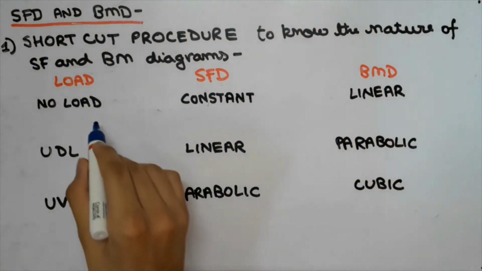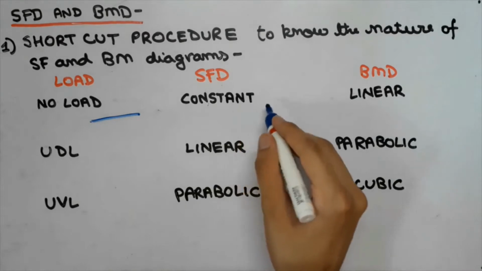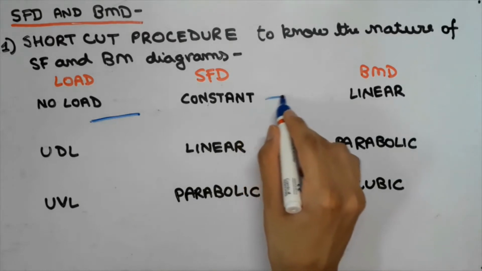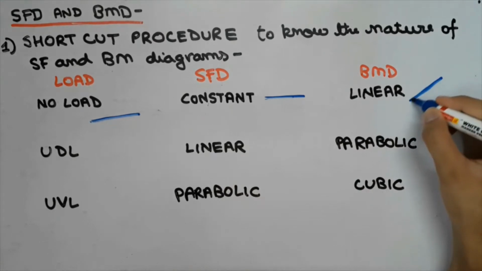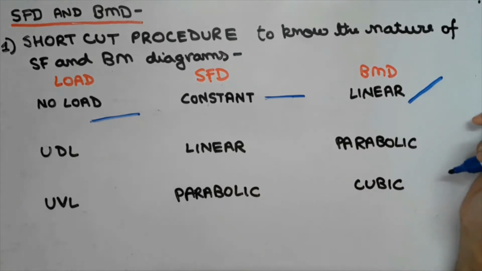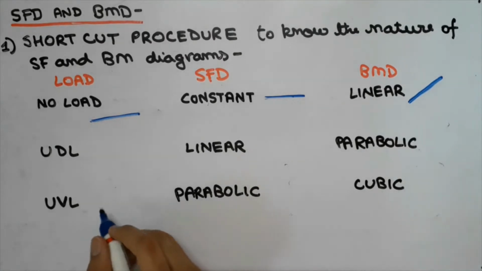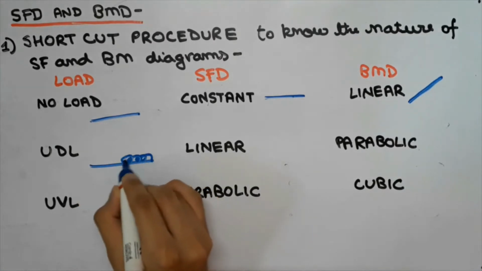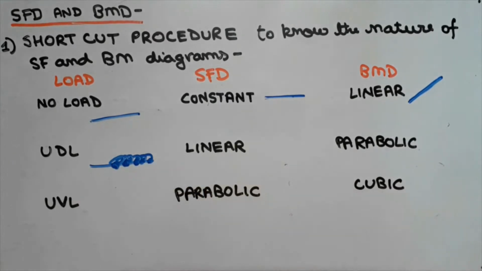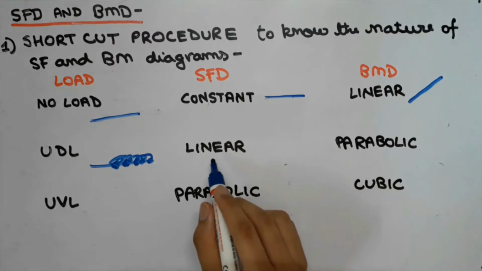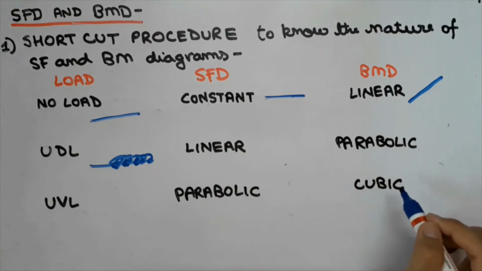Now suppose that we have a beam in which no load is applied. So our SFD will be a constant, that is, it will be a straight line. And our BMD diagram will be a linear graph, that is, it will go like this. Now suppose we have UDL, that is uniformly distributed load on a beam, as we discussed before, each point on this load will experience the same force. So our SFD diagram will come out to be linear. And similarly our BMD diagram will come out to be parabolic.